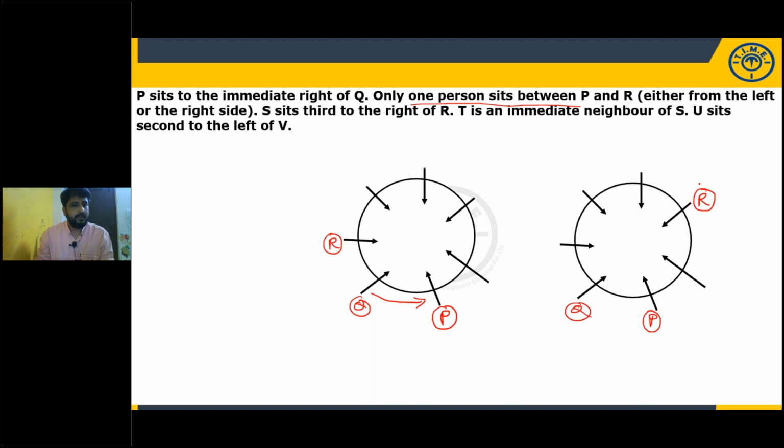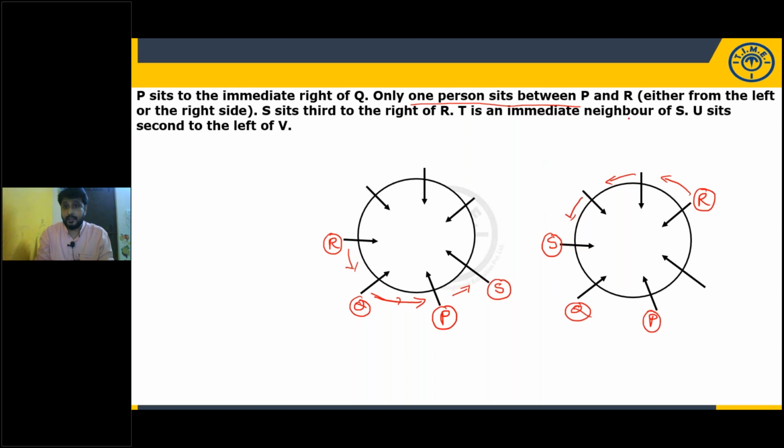And it is given S sits third to the right of R. So R is here. First right, second right, third right. So S will be here. S sits third to the right of R. In this case, R is here. So first right, second right, third right. S will be here. We have to work on both the possibilities simultaneously. It is very, very important.